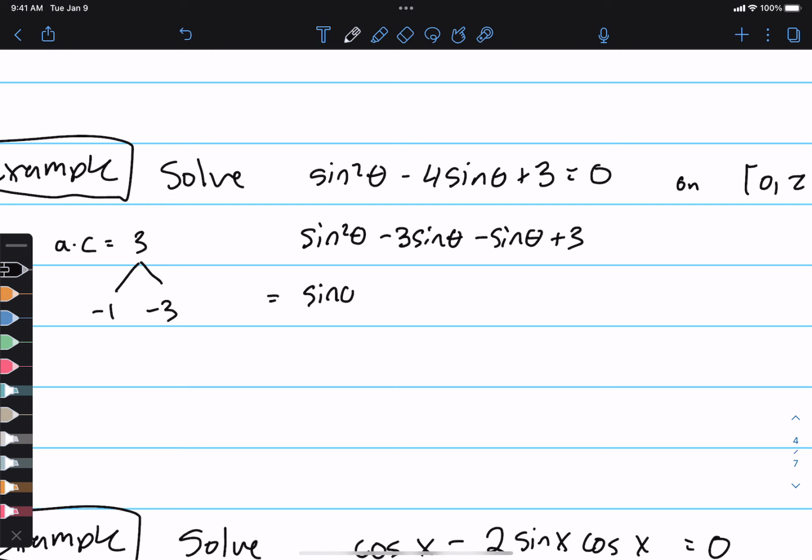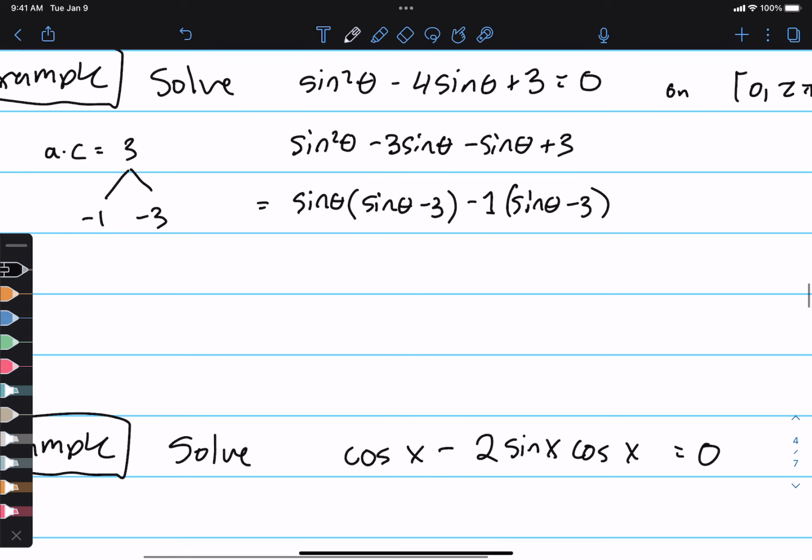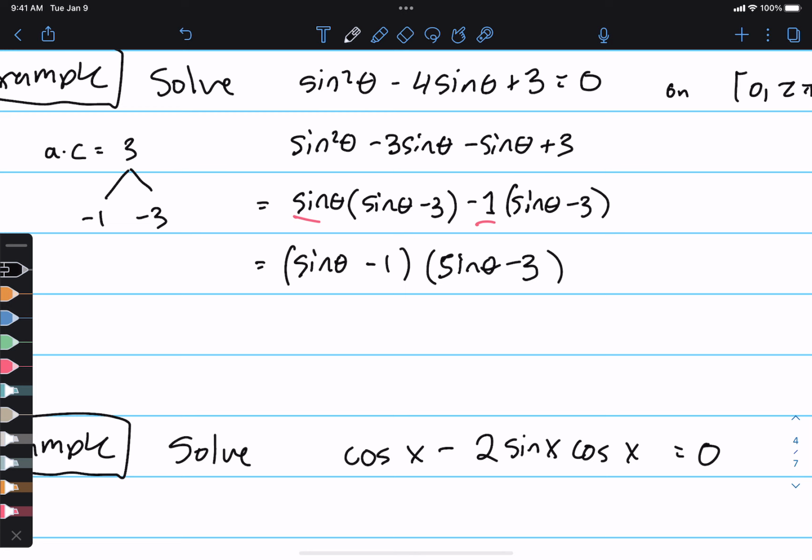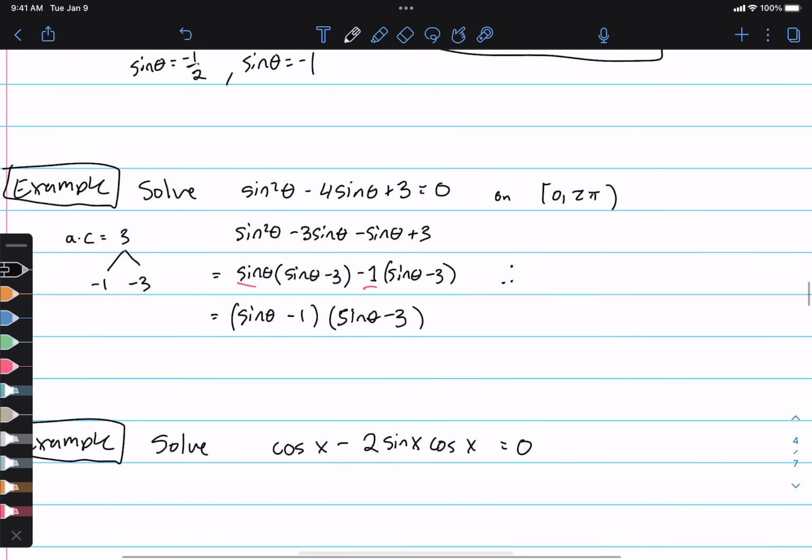We can factor out a sine theta from this one to get sine theta minus 3. And we can factor out a negative 1 from here to get sine theta minus 3. And we're going to pull out this common factor right here. We're going to get sine theta minus 1 times sine theta minus 3. And so we're going to conclude that sine theta equals positive 1, or sine theta equals 3.